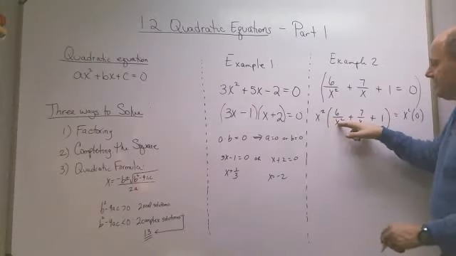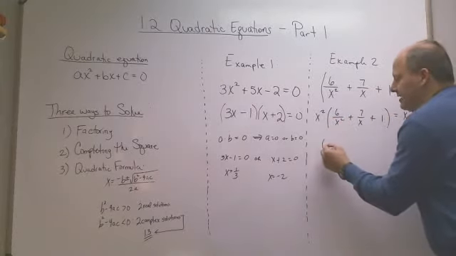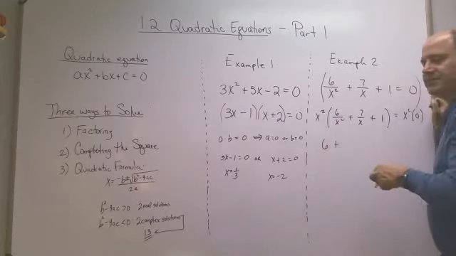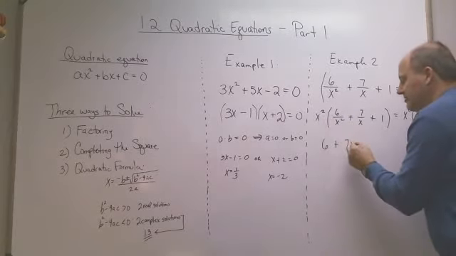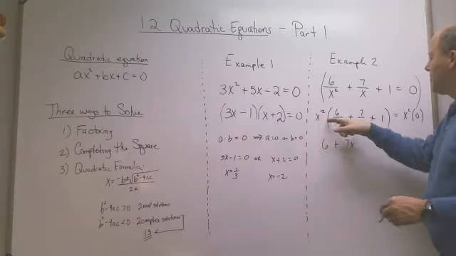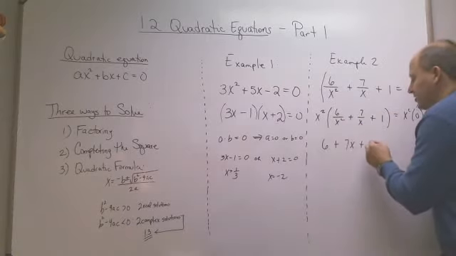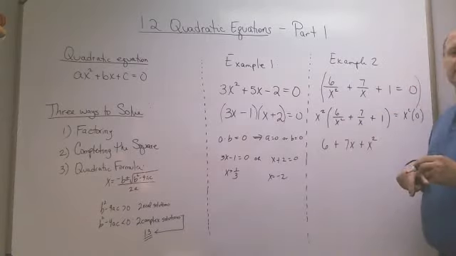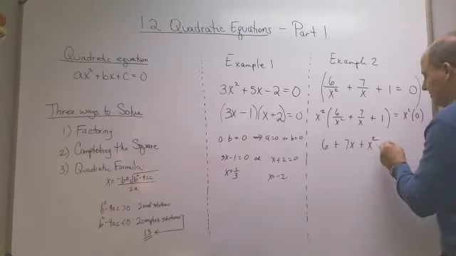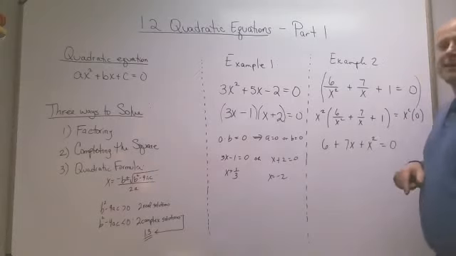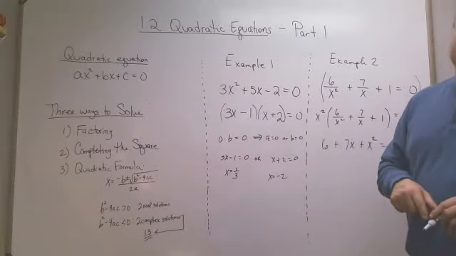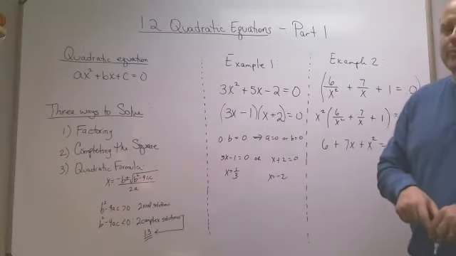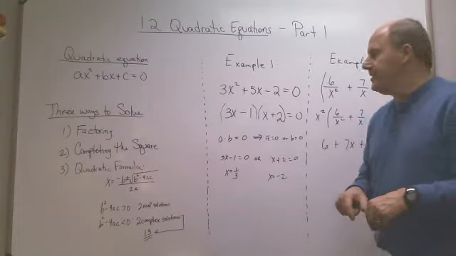So 6 times this one is going to be 6, because the x squareds cancel. x squared times 7 over x is 7x. And then x squared times 1 is x squared. And then 0 times x squared is still 0. So just by multiplying by the least common multiple, that clears out all of your denominators, which is what we were hoping for back in 1.1, and that's what we're going to get here as well.